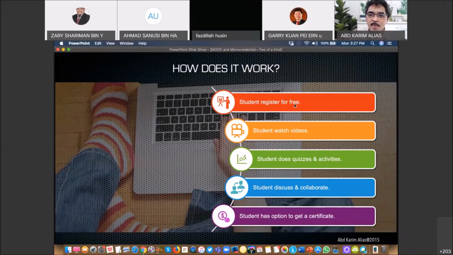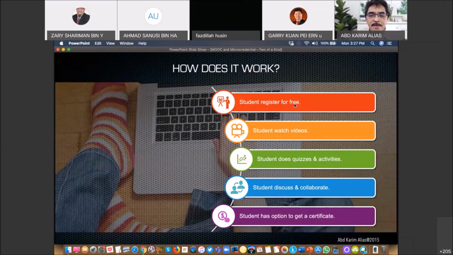Yeah. Then the student does the quiz and activities, and discusses and collaborates with their peers. And finally, after they have completed the lessons, if they wish to get the certificate, they have to pay. So that's the point where they have to pay. That's basically, in general, the model of MOOC.